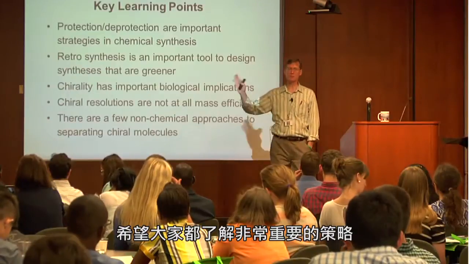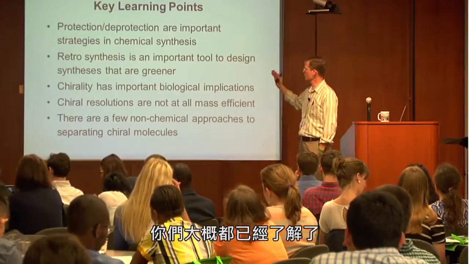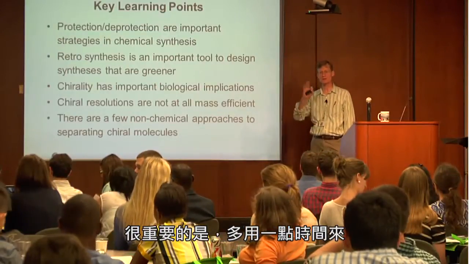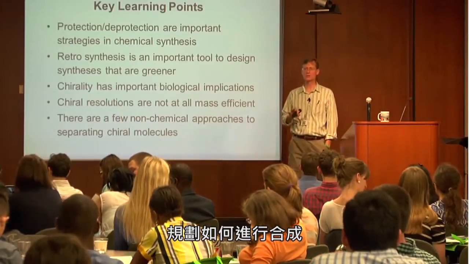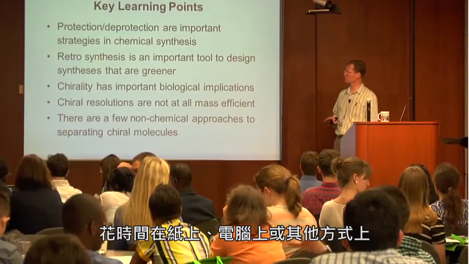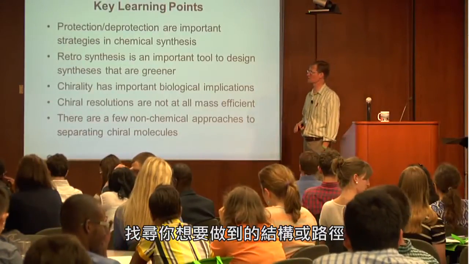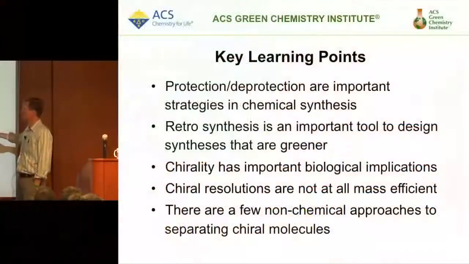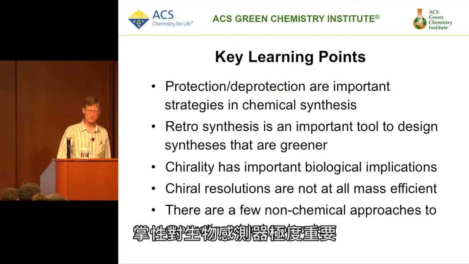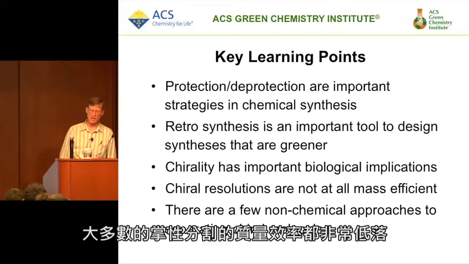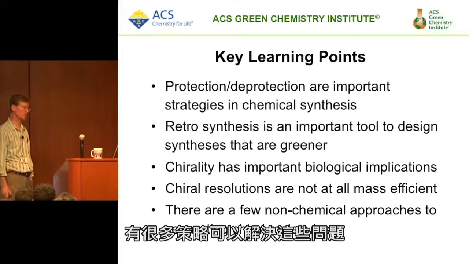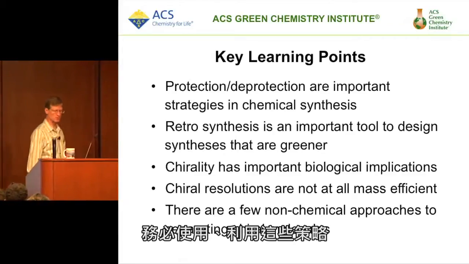So, hopefully you understand very important strategy. You knew that already, probably. Retrosynthesis is an important design tool, and it's important that you spend a lot of time in planning how you do your synthesis. You know, spend the time on the paper or the computer or however you do it, doing the search for the particular structures or the routes that you're trying to do. Chirality is extremely important in biological senses, huge implications for life. Most chiral resolutions are very mass inefficient, so again, there are strategies for dealing with those. It's important that you use and exploit those strategies.